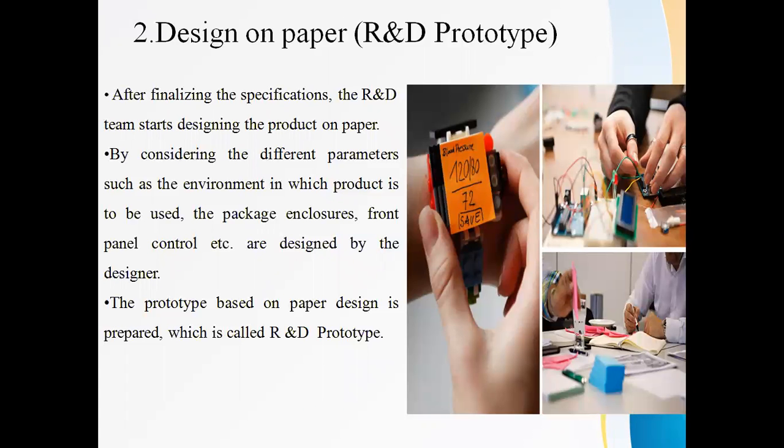Next stage is design on paper. After finalizing the specifications, the R&D team starts designing the product on paper. By considering the different parameters such as the environment in which product is to be used, the package enclosures, panel control, etc. are designed by the designer. The prototype based on the paper design is prepared, which is called R&D prototype.